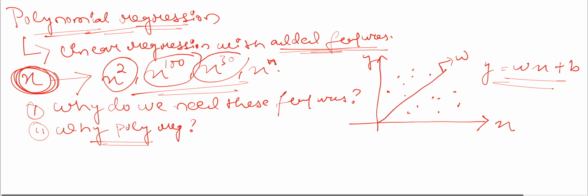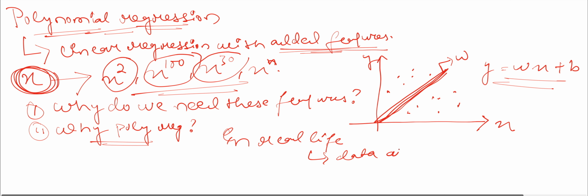The flaw here with linear regression is that, as the name suggests, it's linear. What happens is that it assumes a linear relationship for the data sets. And in real life cases, the data are not linear. In real life, data are not linear.